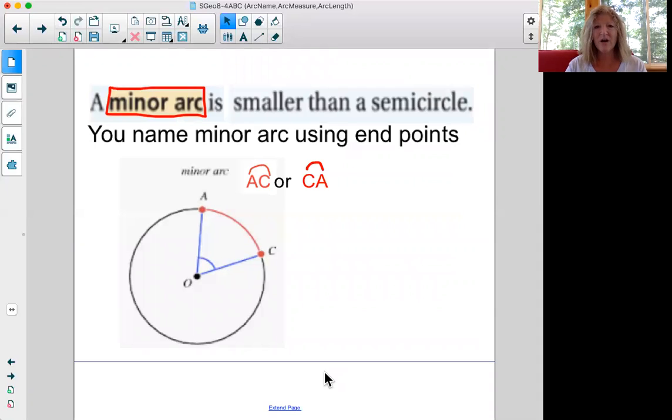What is a minor arc? A minor arc is an arc that is smaller than a semicircle. And when you're dealing with a minor arc, you only need to use the endpoints. So you could name this arc AC or arc CA. And remember, you have to put the arc symbol above those letters.